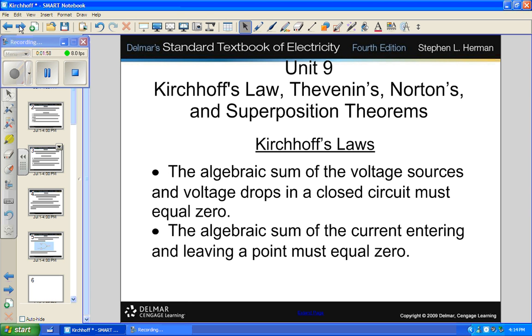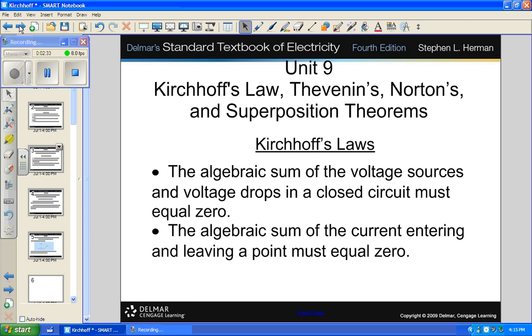The algebraic sum of the voltage sources and voltage drops in a closed circuit must be... Now it says must equal 0, and they're assuming that the voltage supply is positive and all the voltage drops are negative. In other words, they've got to be equal. Forget sum to 0. They've got to be equal. What comes in must be what's supplied. I mean, what's dropped across these places must be the total of the supply. You already know that. The algebraic sum of the current entering and leaving a point must equal 0.